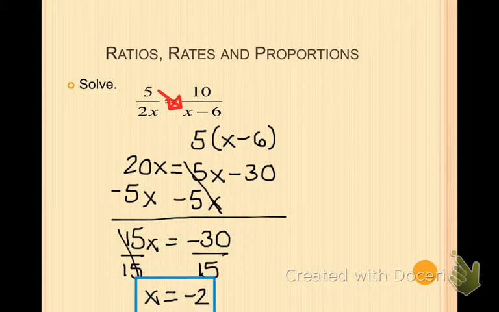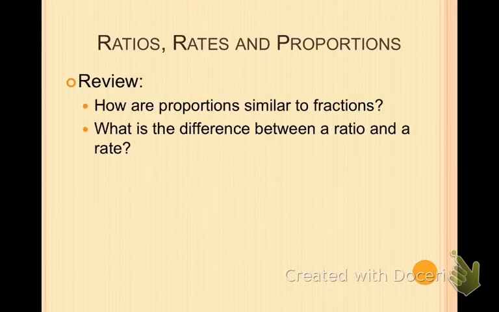So once we get to the point of solving the equation, that goes all the way back to Unit 1 where we were solving equations. The new part here for us is really that cross product. Okay. So remember that proportions are similar to fractions in that we have a fraction equal to a fraction. So the proportion is really just setting two fractions equal to each other.